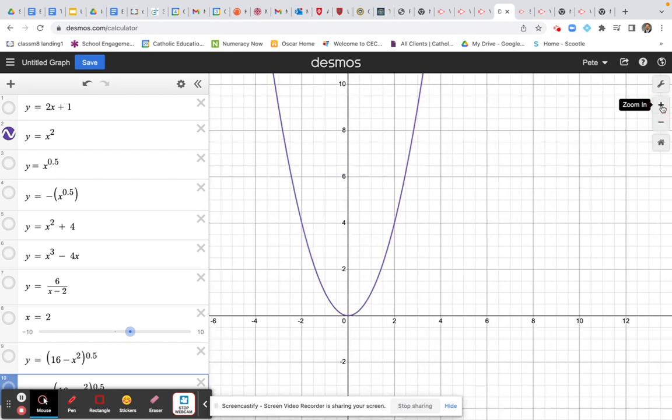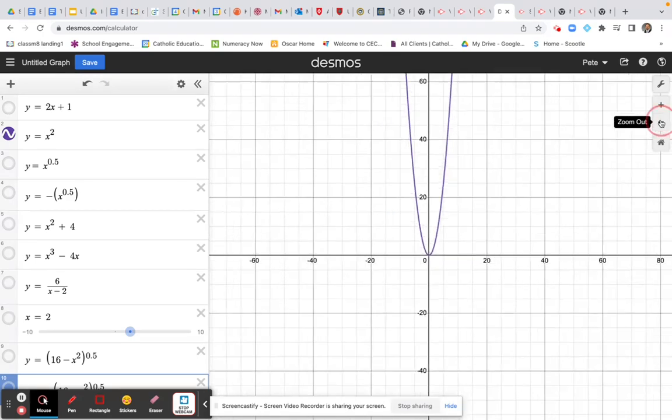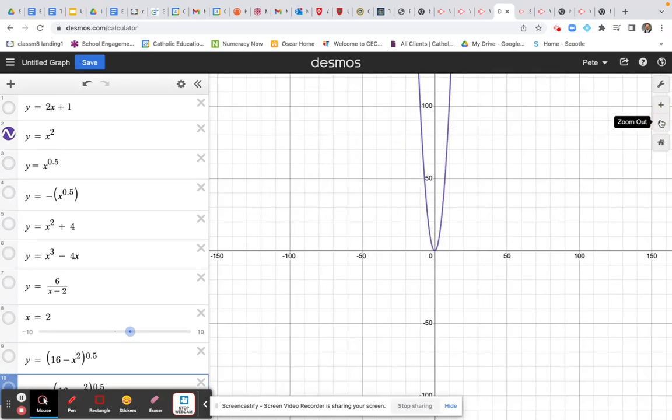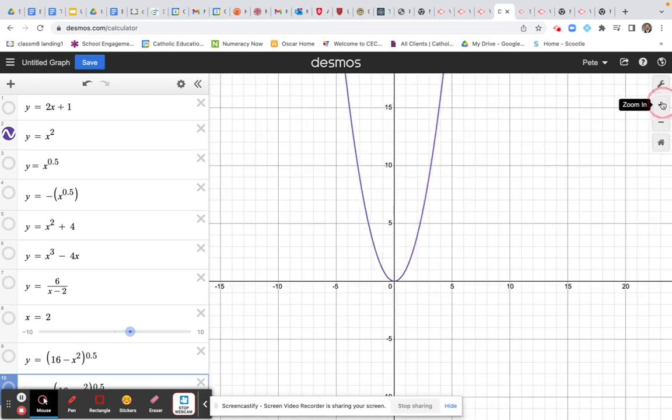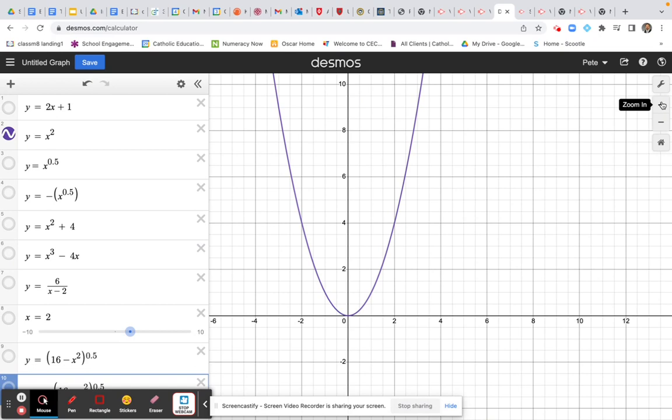But what about the range? If I scroll out again, it looks as though that's only going to give positive values of y. And that's the case. Anytime you square a number, you get a positive. So the range of that function, even though the domain is all real x, all values of x, is y is greater than or equal to 0.